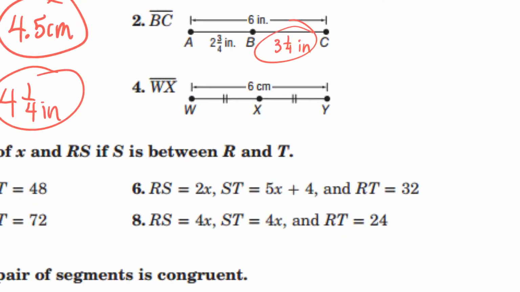Okay, then on number 4, the whole thing is 6. These little marks right here mean that it's congruent. Okay, so both of these are congruent. So that means x is the midpoint. So how long is WX? 3. 3. It's just half of that. Yep.